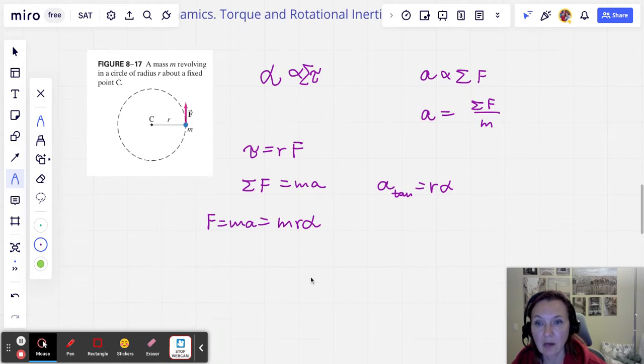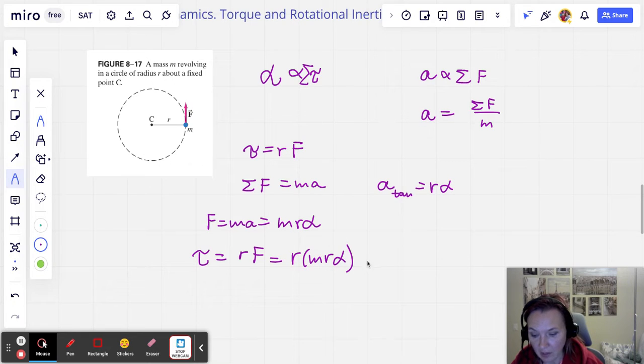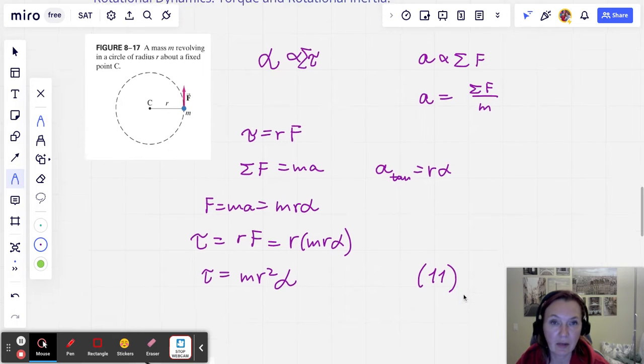Hey, look at that. Now we can plug that back into our equation for the torque. So tau now is going to be equal r times F, which is this guy times r. So r times m r alpha. And that is going to be simplified to tau equals m r squared alpha. Ta-da! That's going to be our equation number 11.